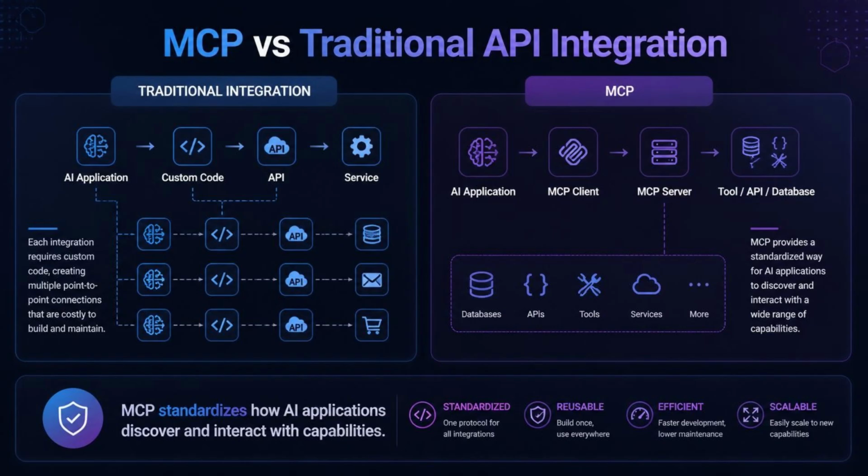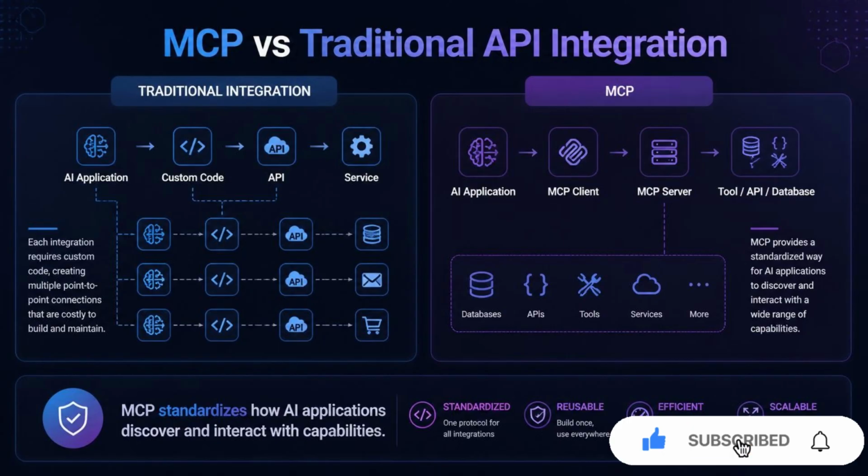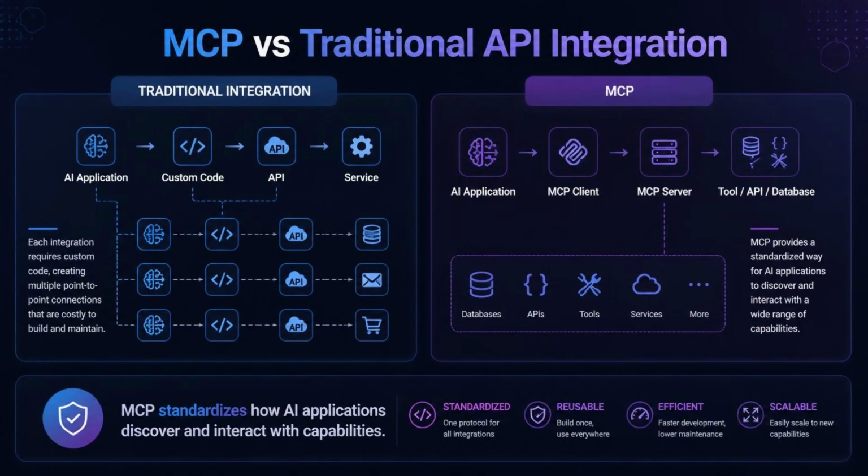Now you might be wondering, is MCP just another API? Not exactly. APIs are still extremely important. An API allows software systems to communicate with each other. MCP focuses specifically on creating a standardized way for AI applications to discover and interact with tools and other capabilities. With traditional integrations, an AI application might need custom integration logic for different services. With MCP, compatible capabilities can be exposed through a common protocol. So MCP doesn't mean APIs disappear. Instead, MCP can provide a standardized layer for AI applications to interact with those capabilities.